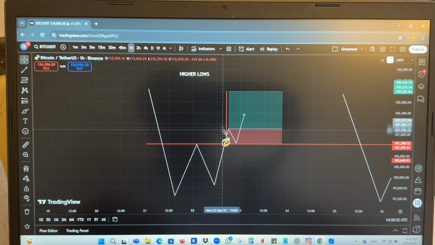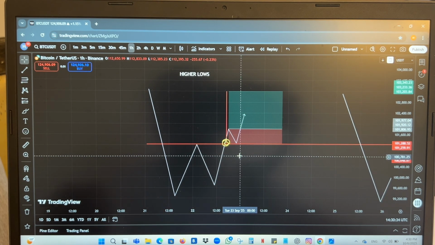Always keep in mind, if there is no retest, there is no entry, so you do not get in on that entry, you do not get in on that trade. Always keep that in mind.